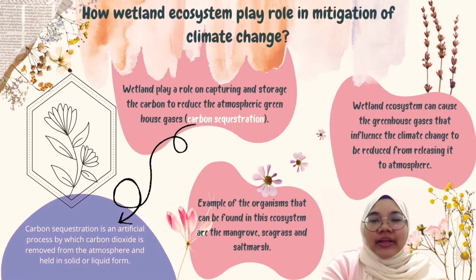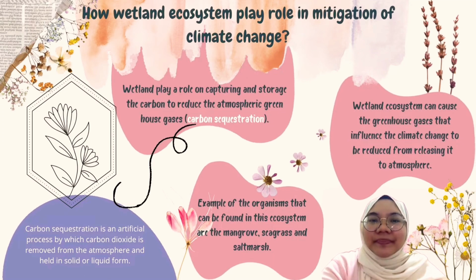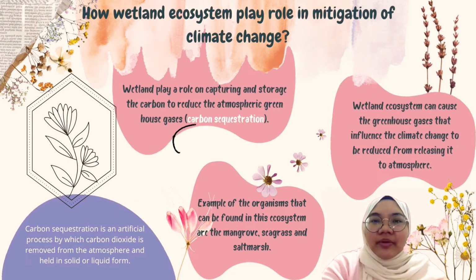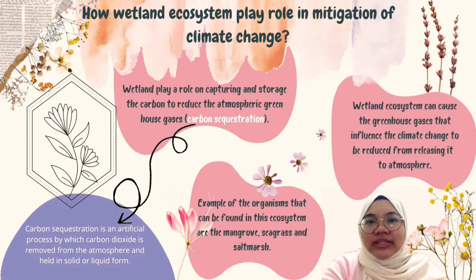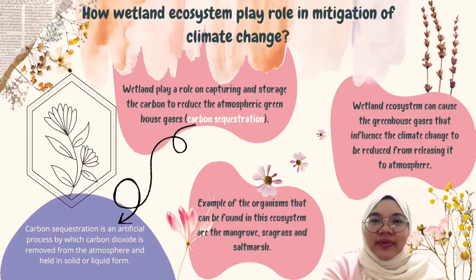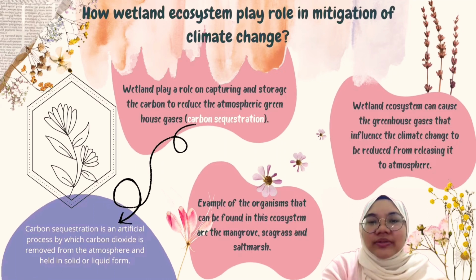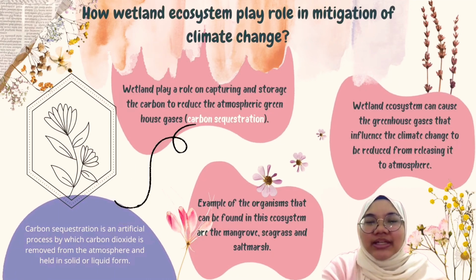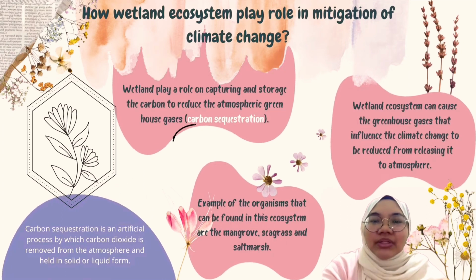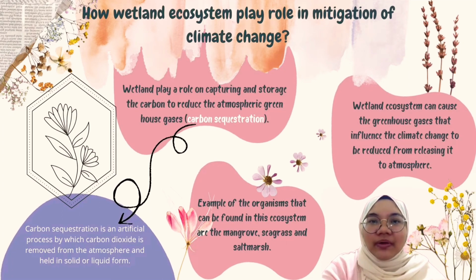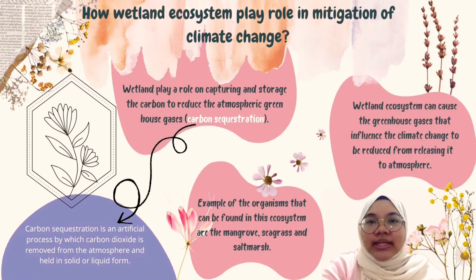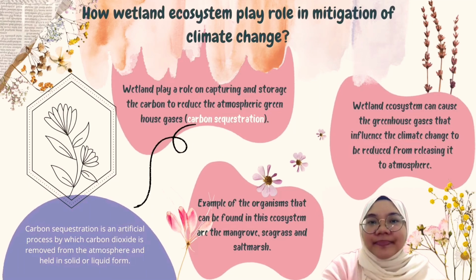Next, how does the wetland ecosystem play a role in mitigation of climate change? It plays a role in capturing and storing carbon to reduce the atmospheric greenhouse gases through carbon sequestration. Carbon sequestration is a process by which carbon dioxide is removed from the atmosphere and held in solid or liquid form. That means it's been held by the organisms in the wetland ecosystem.